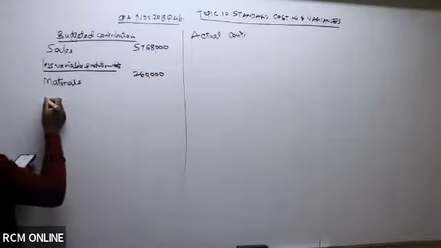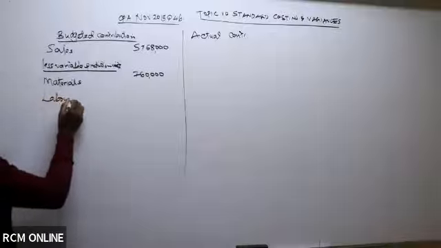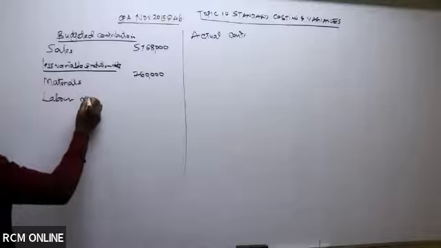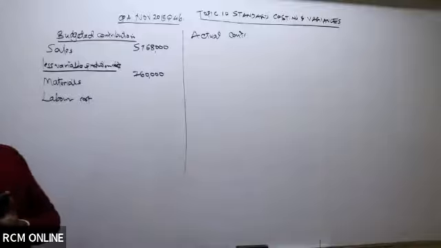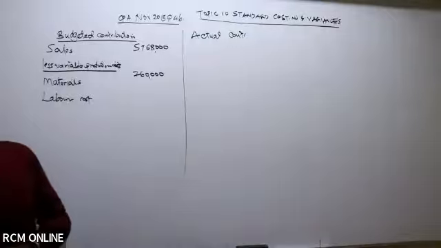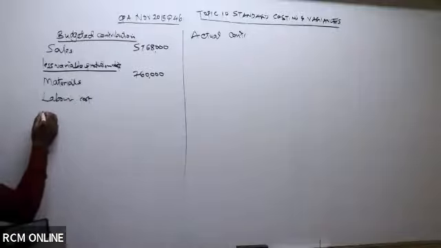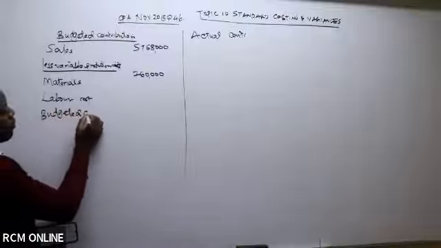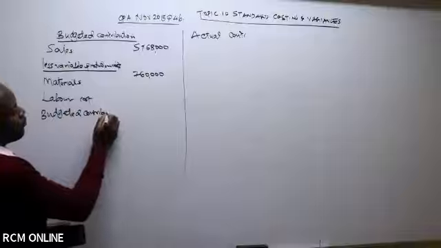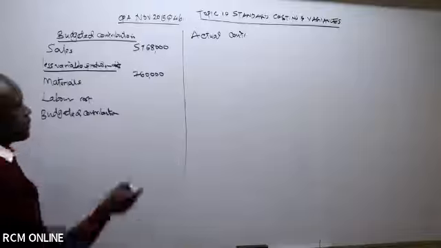Good. Then we have labor. So labor cost, we are told they need 3 hours at 24 shillings per hour, giving us 72 per unit. And they're supposed to produce 38,000. So 38,000 by 72. What are you getting? 27,36,000.